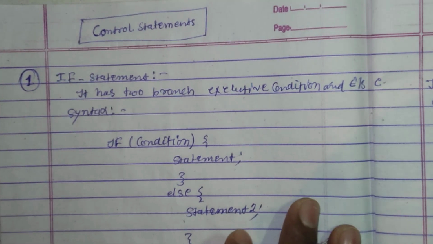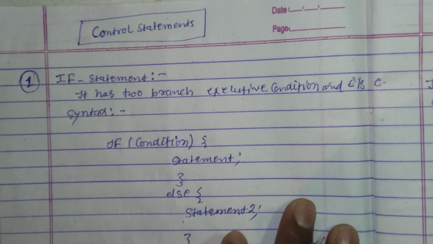Hey everyone, in this video I will talk about control statements. So what are control statements? Control statements in Java are used to manage the flow of execution in a program. They allow you to make decisions, repeat actions, and jump to different parts of your code.